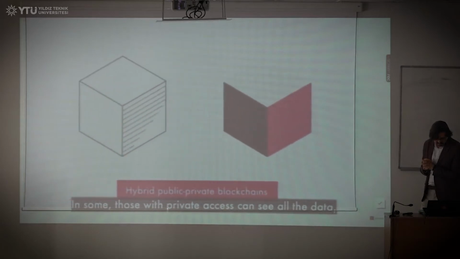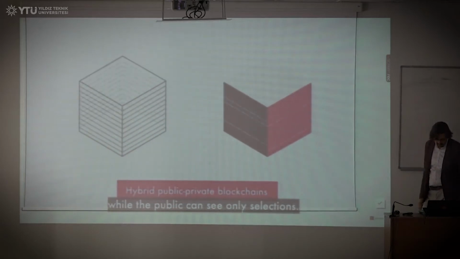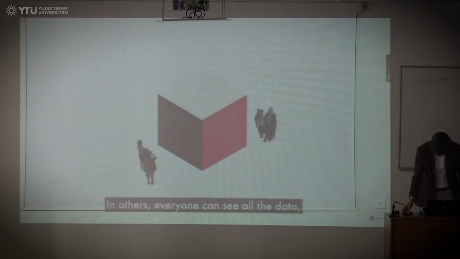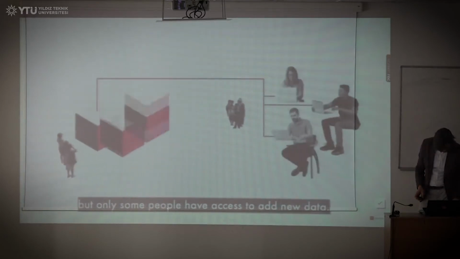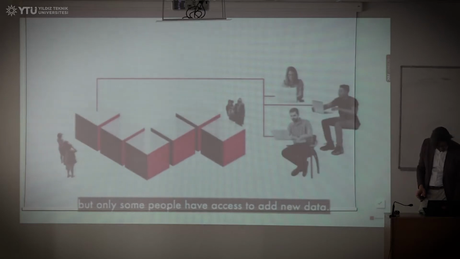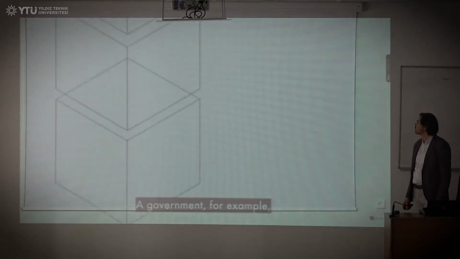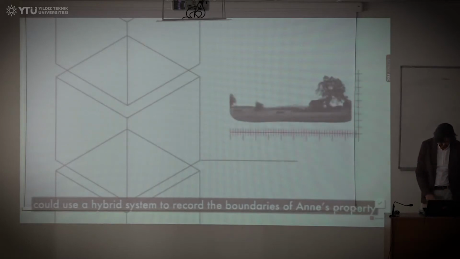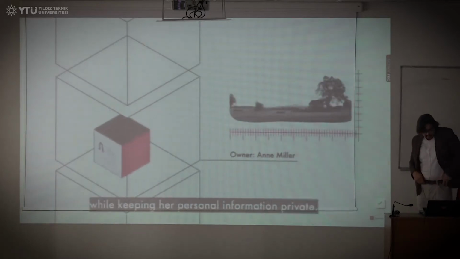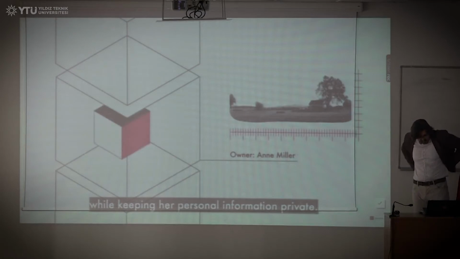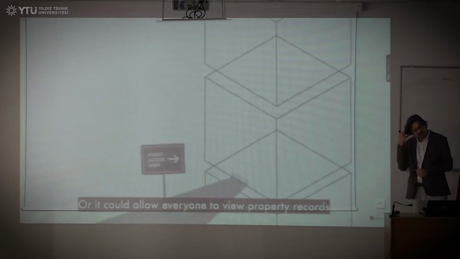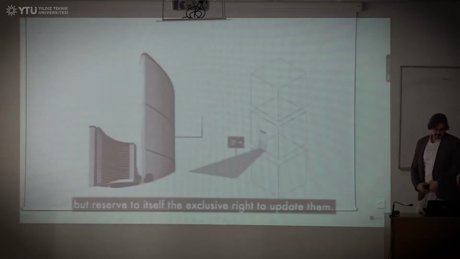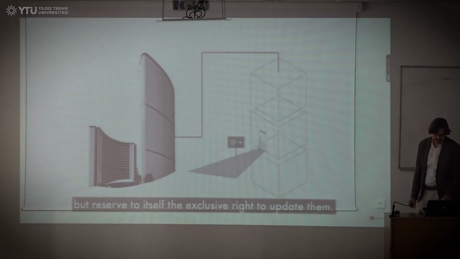In some, those with private access can see all the data, while the public can see only selections. In others, everyone can see all the data, but only some people have access to add new data. A government, for example, could use a hybrid system to record the boundaries of Anne's property and the fact that she owns it while keeping her personal information private. Or it could allow everyone to view property records, but reserve to itself the exclusive right to update them.